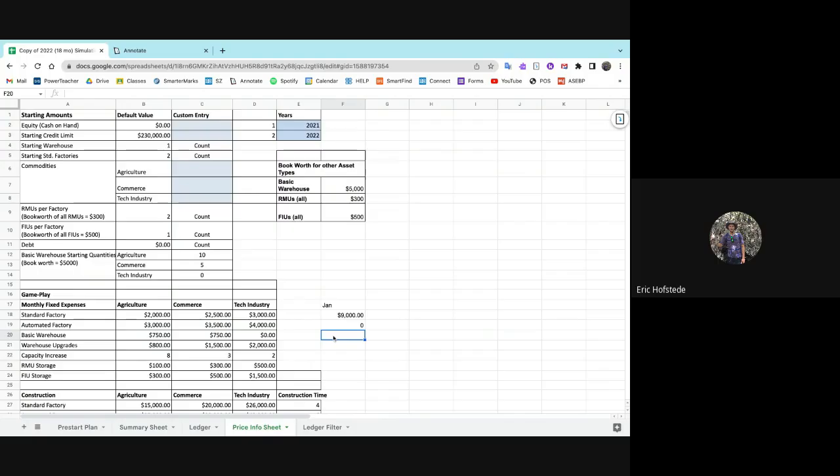Basic warehouse. This one's always going to be applicable. You're paying $750 for agriculture and $750 for commerce at the start of every month for your starting basic warehouse that can store 10 agriculture and 5 commerce. All right, it doesn't matter if you're using both or not. That total will always just be add those 2 together, and that's going to be 1,500.